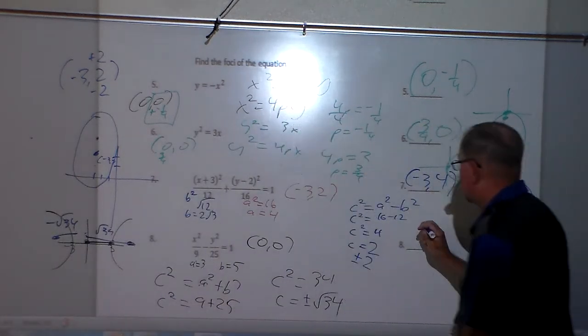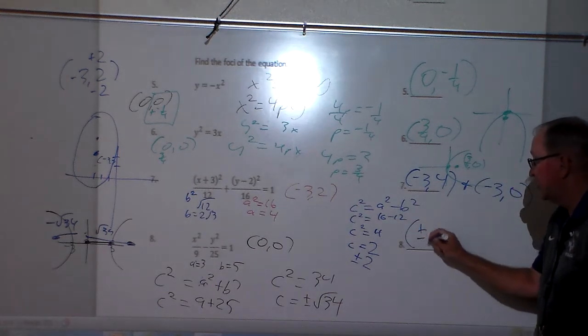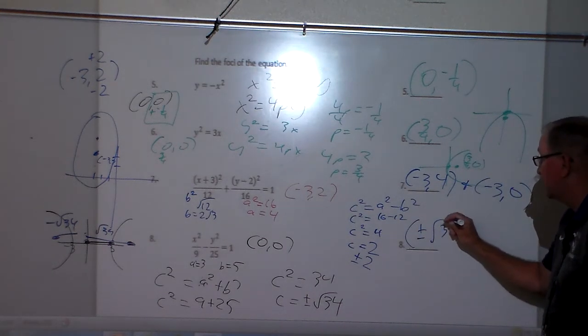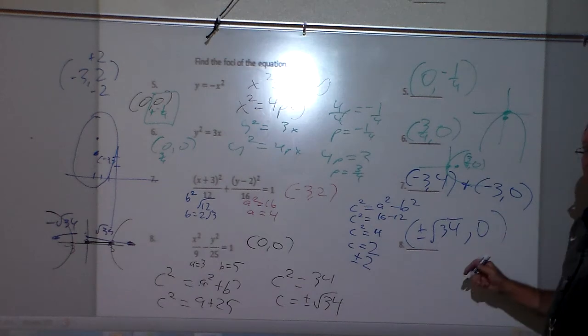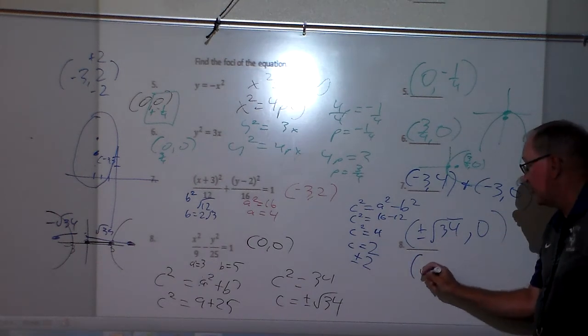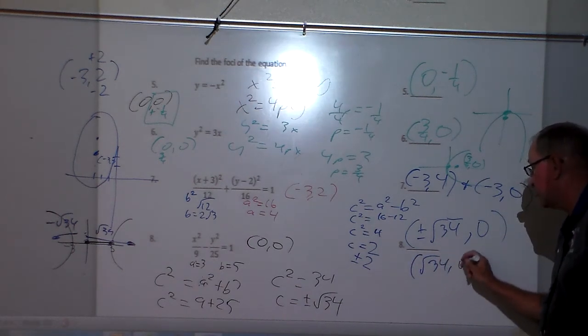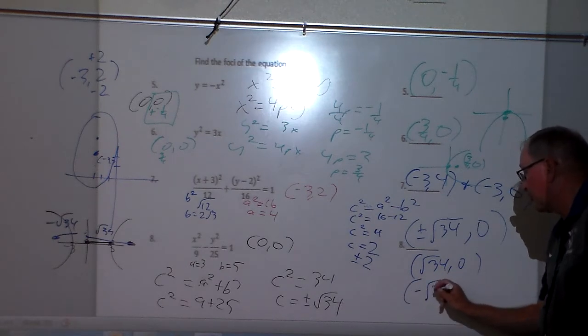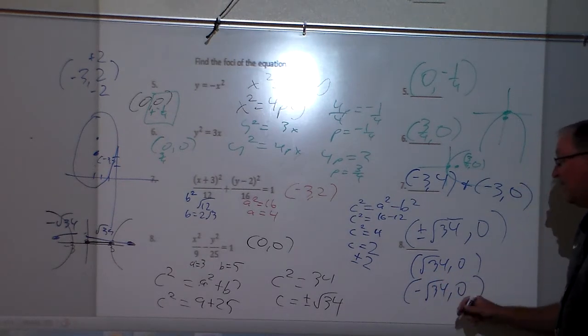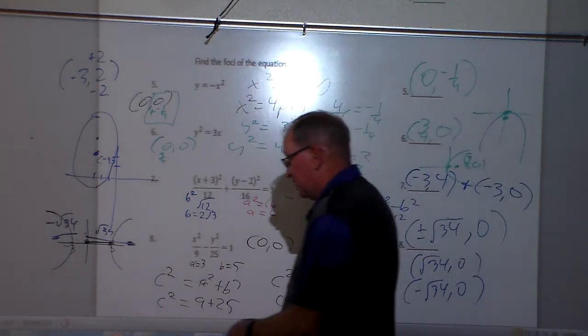So, now I'll let you get away with this. Plus or minus the square root of 34, because it's along the x-axis. Comma 0 are my foci. Or for those that are a little more specific, you could write square root of 34, comma 0, negative square root of 34, comma 0. I have now found the foci of the hyperbola.